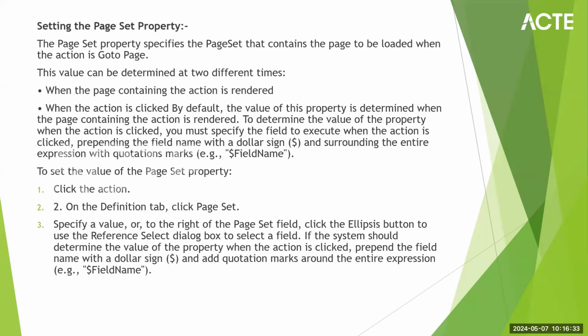Next, setting the page set property. The page set property specifies the page set that contains the page to be loaded when the action is go to. For example, you already created a policy, right? When you click on the account and policy action or rating or code page, the particular page set details will be displayed at the bottom. Those are the properties, and that is how to do it.